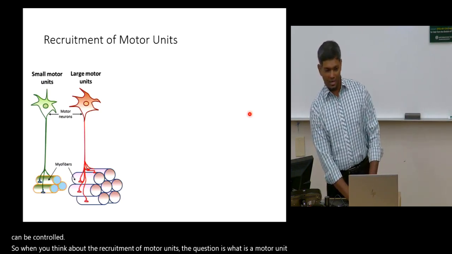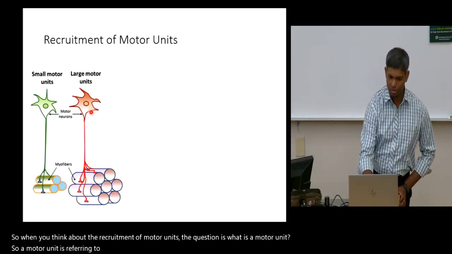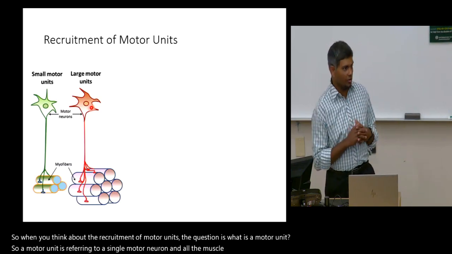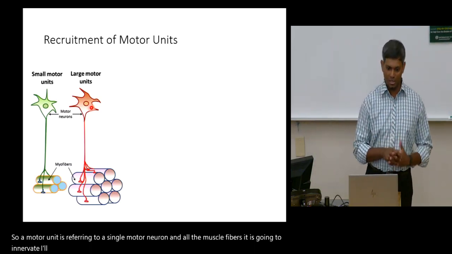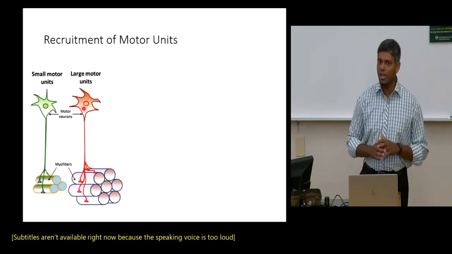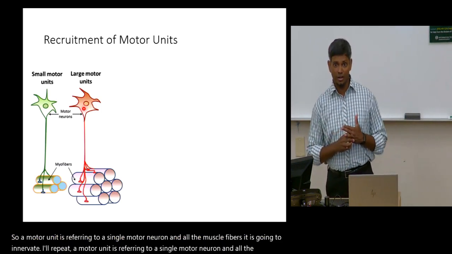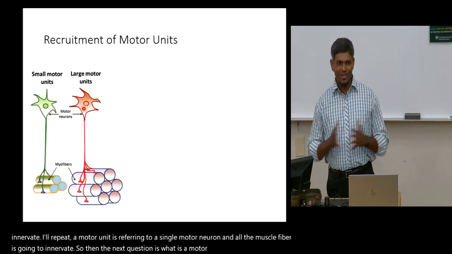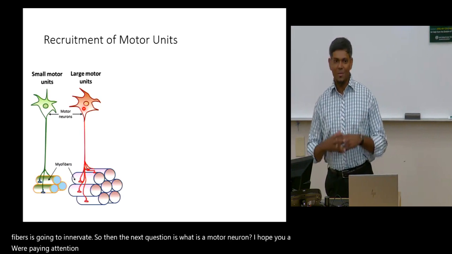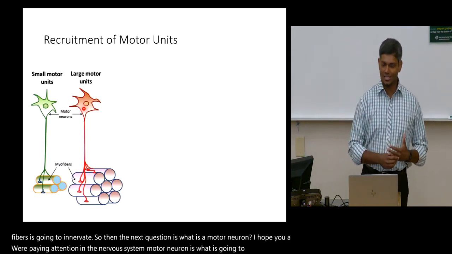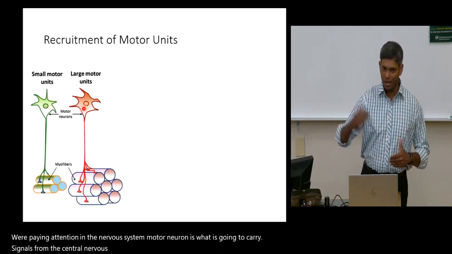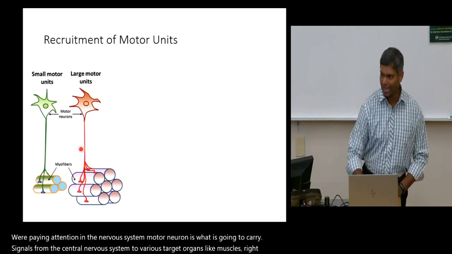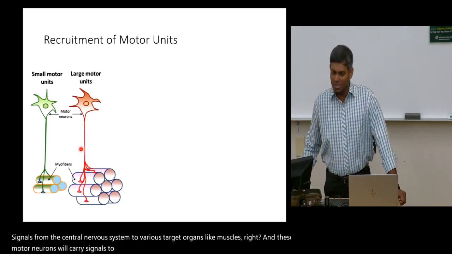A motor unit is referring to a single motor neuron and all the muscle fibers it is going to innervate. I'll repeat. A motor unit is referring to a single motor neuron and all the muscle fibers it's going to innervate. So then the next question is, what is a motor neuron? I hope you all were paying attention in the nervous system. A motor neuron is what is going to carry signals from the central nervous system to various target organs like muscles, right?